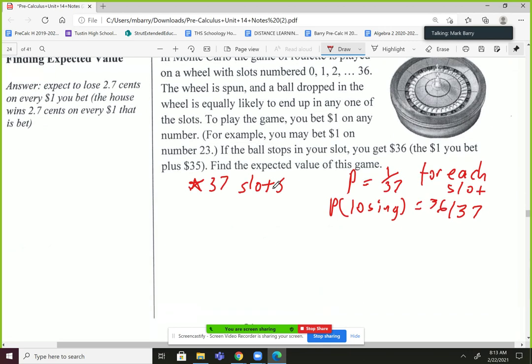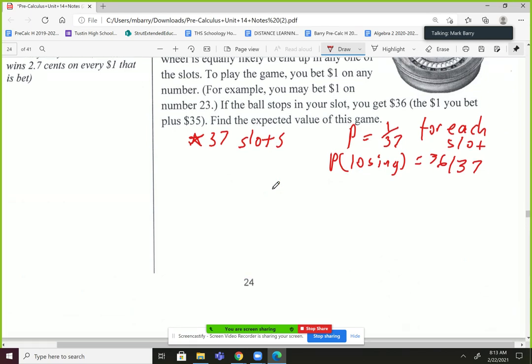Okay, so let's find the expected value here of the roll. Here's how I'm going to calculate it. The probability that I win is 1 out of 37, and I'm going to multiply that by how much I'm going to win. Now, how much do I actually win if I hit my slot? I'm actually going to say I win 35.